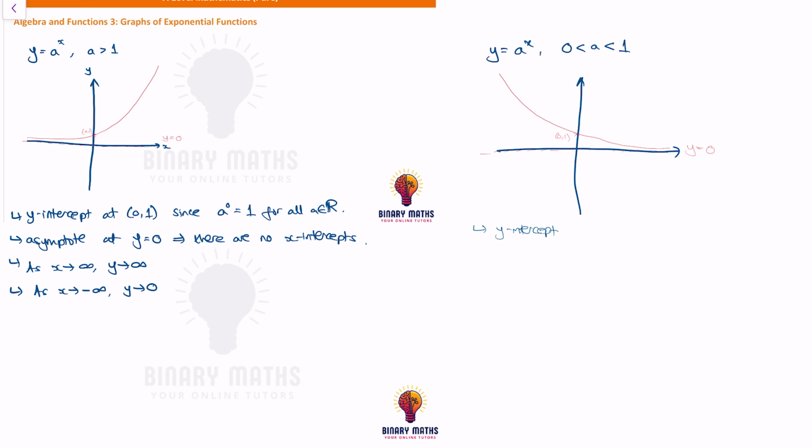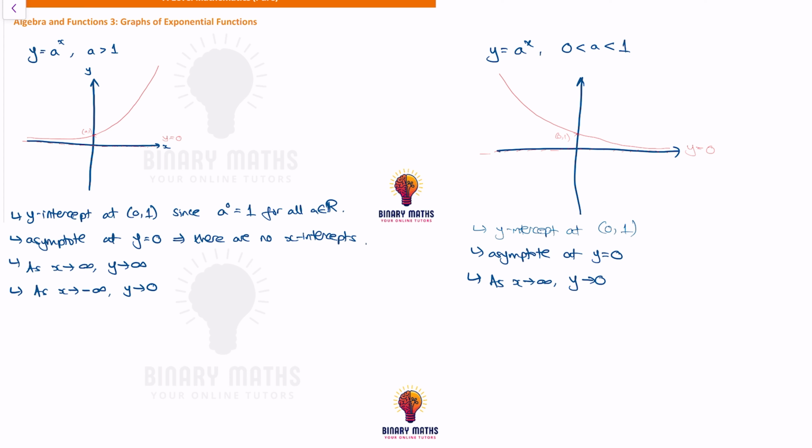So if I again were to write the key features of this graph out: y-intercept at (0, 1) still. The asymptote is still at y equals 0. There are still no x-intercepts. The difference being this part, which is as x tends to infinity, you can see y gets closer and closer to 0. And this is because this is a very small number between 0 and 1.